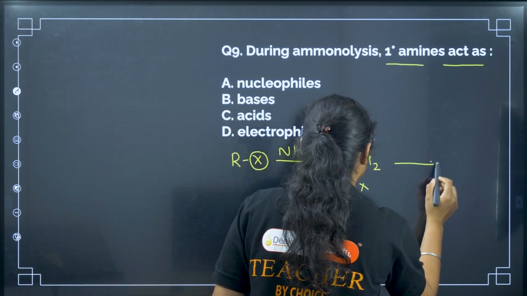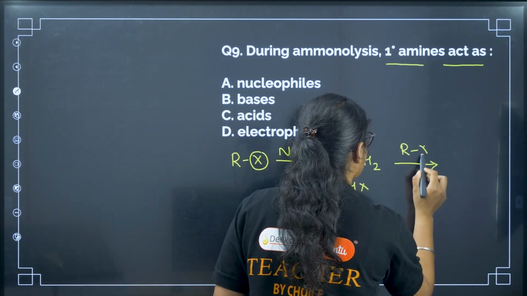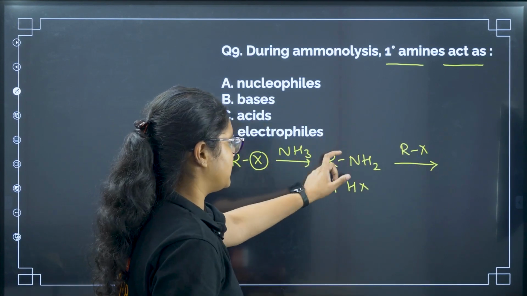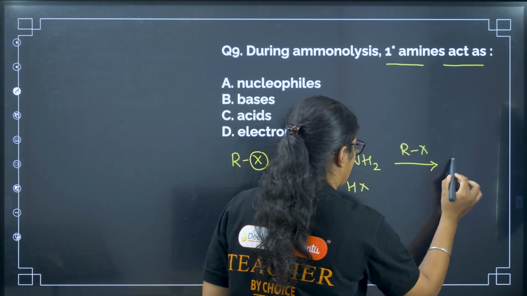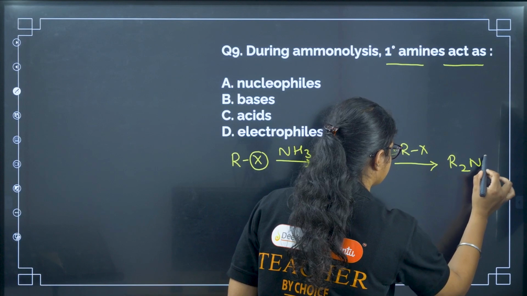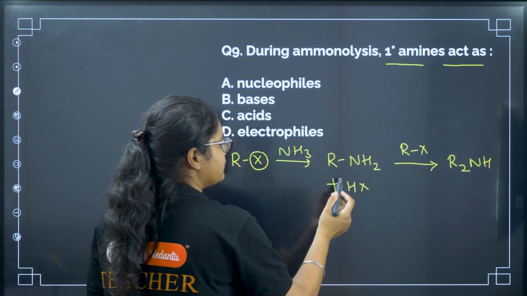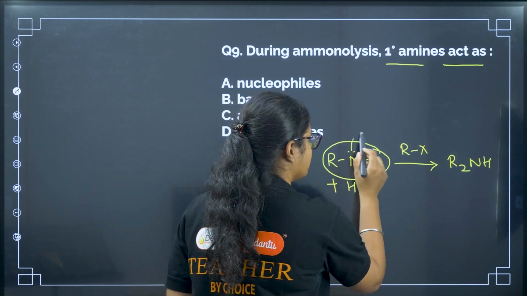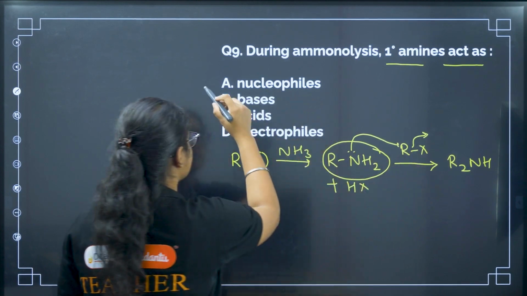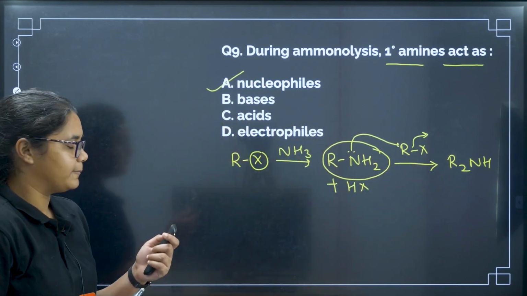Now again, when you react this with RX, the question is during ammonolysis, so again one H and one X will go and we will get R2NH, right? So the question is asking during ammonolysis, the primary amines behave as. So they are behaving as a nucleophile, right? So the correct answer for this question will be option number A.